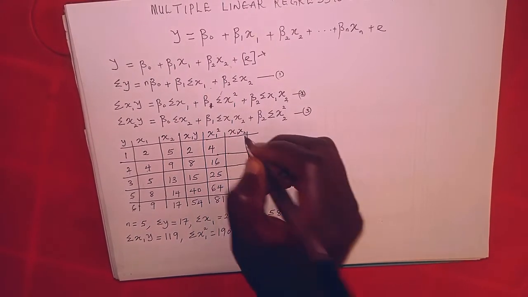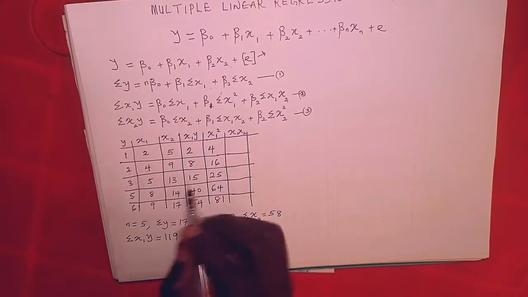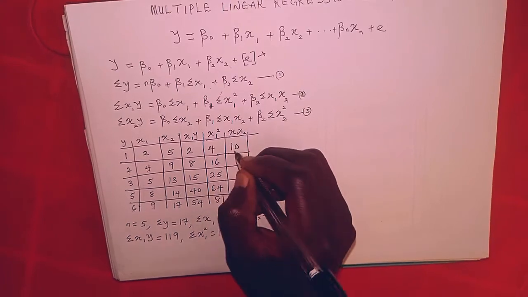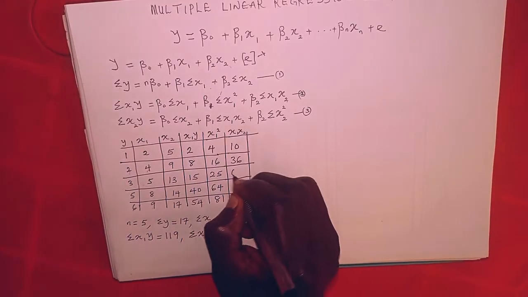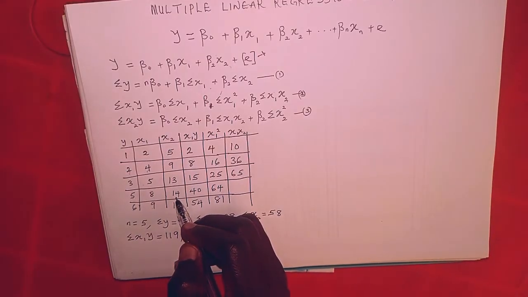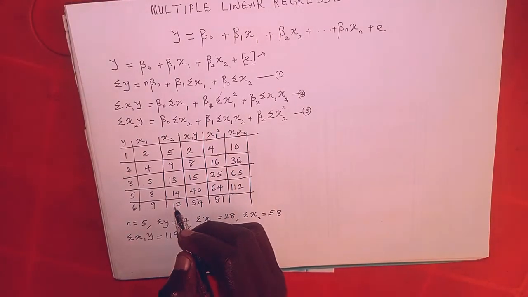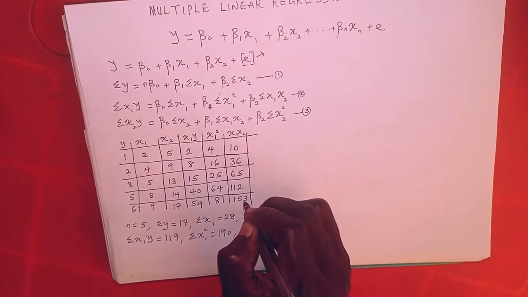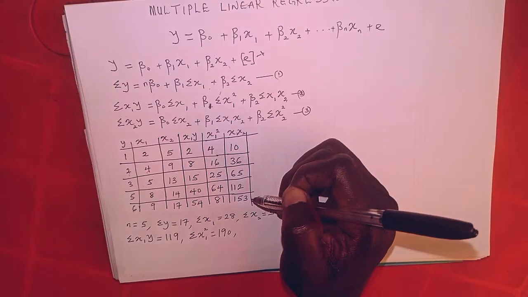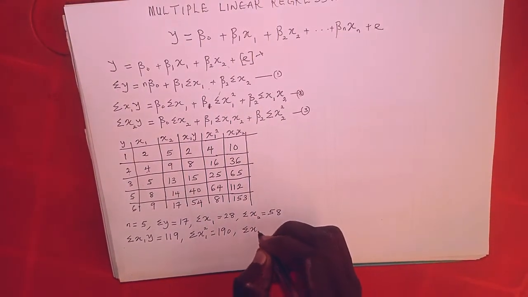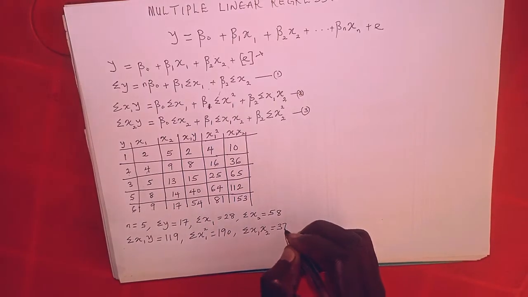So x1x2. We have to multiply these two independent variables correspondingly. So we have 2 multiplied by 5, that will be 10. 4 times 9, we have 36. This multiplied by this, we have 65. Then this value multiplied by this value, we have 112. And lastly, 19 multiplied by this will give us 153. So summing all of this together, 10 plus 36 plus 65 plus 112 plus 153, summation x1x2 will be 376.